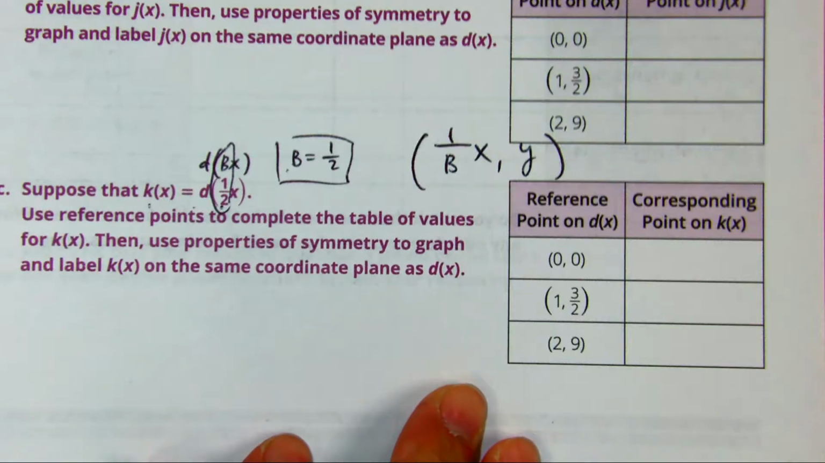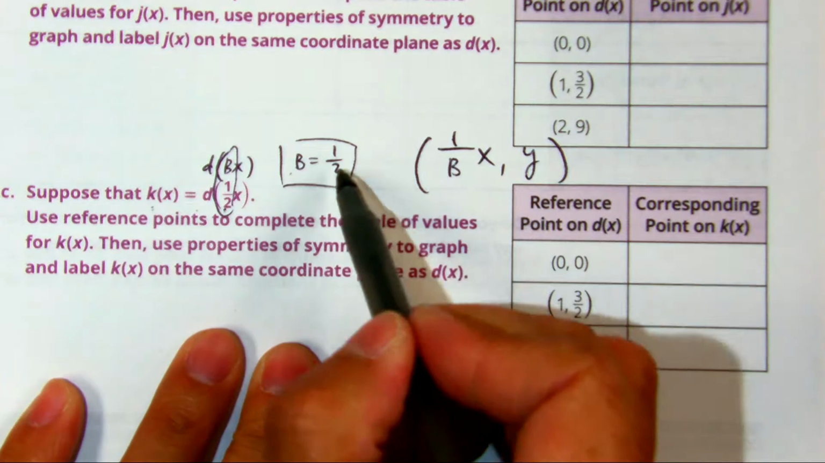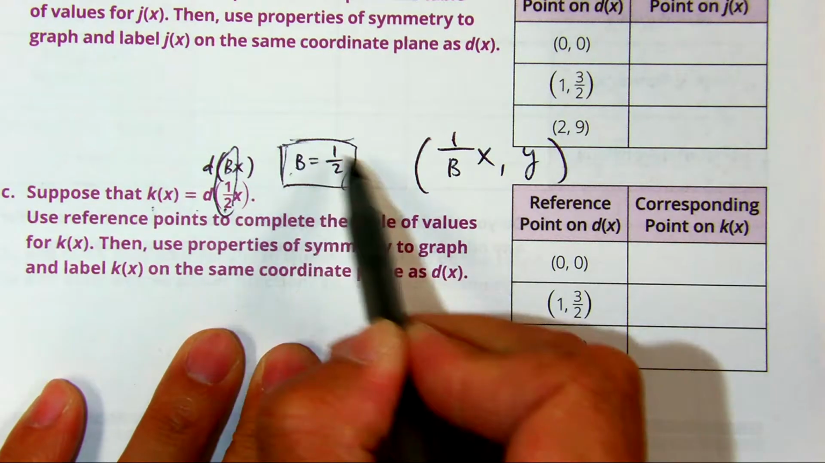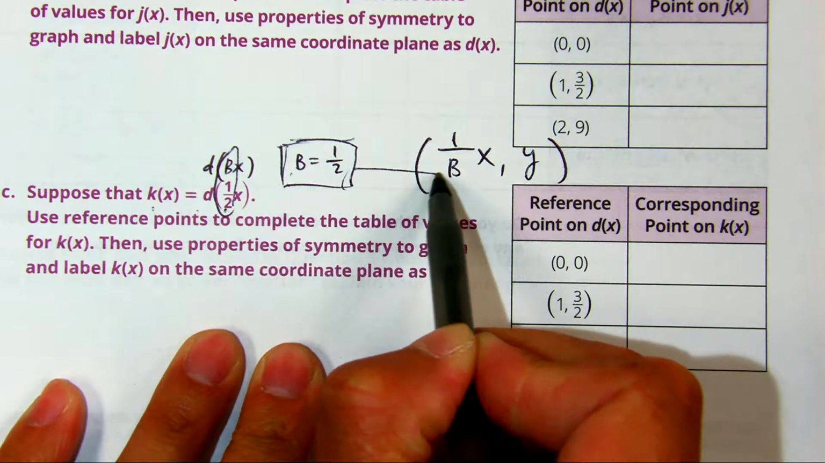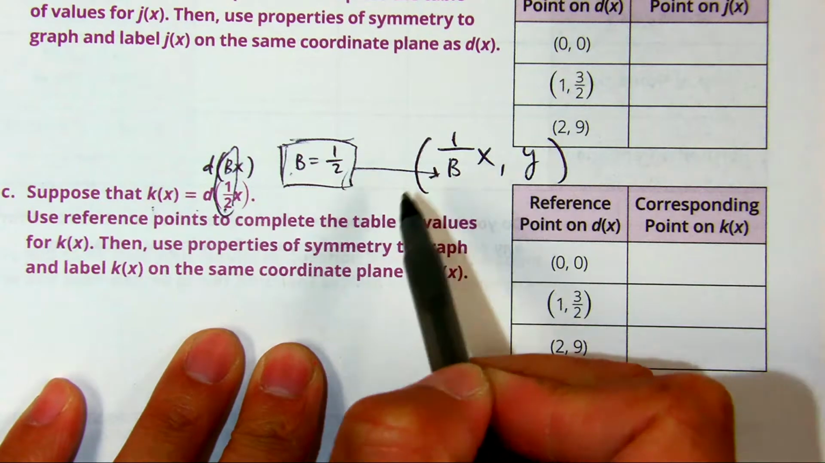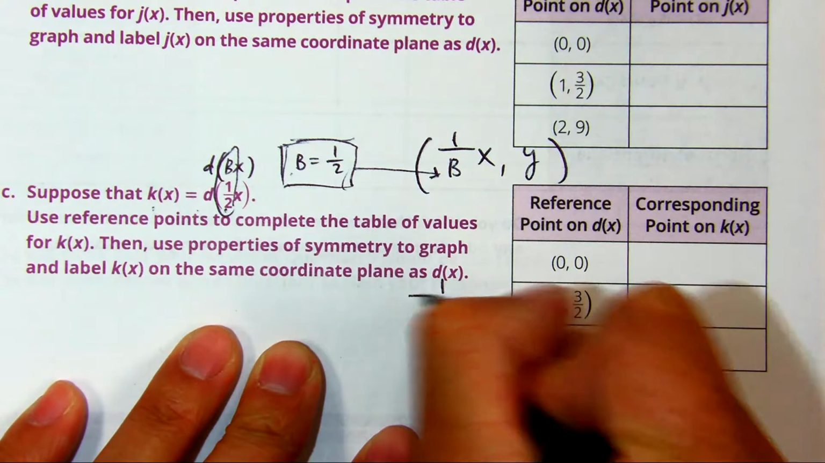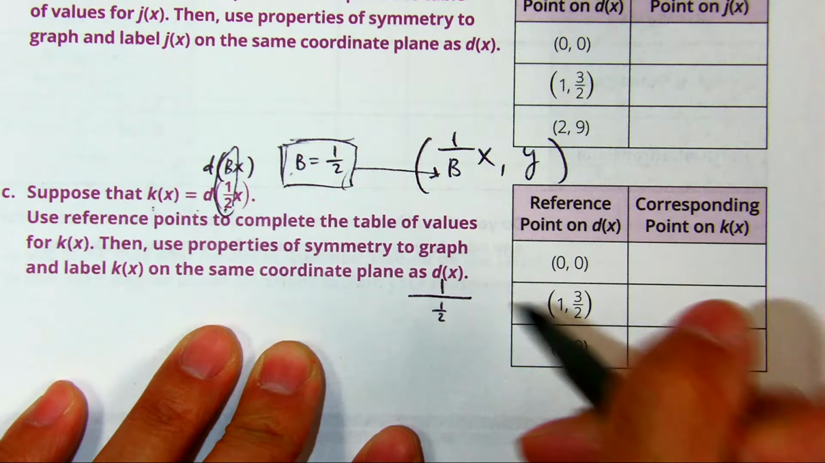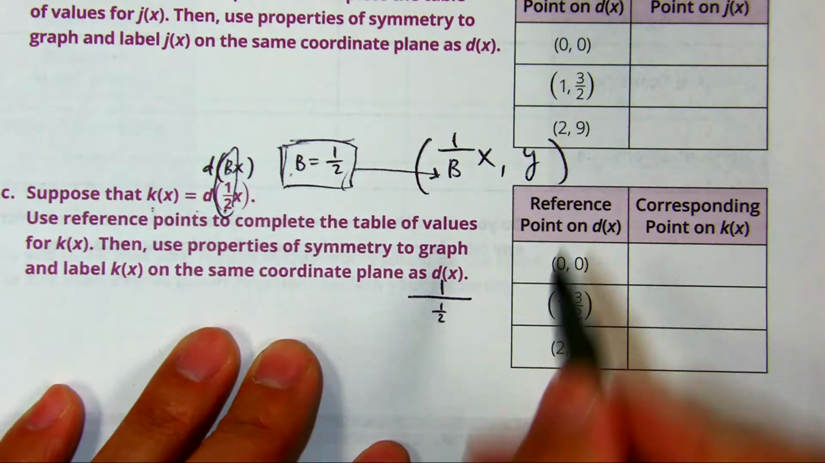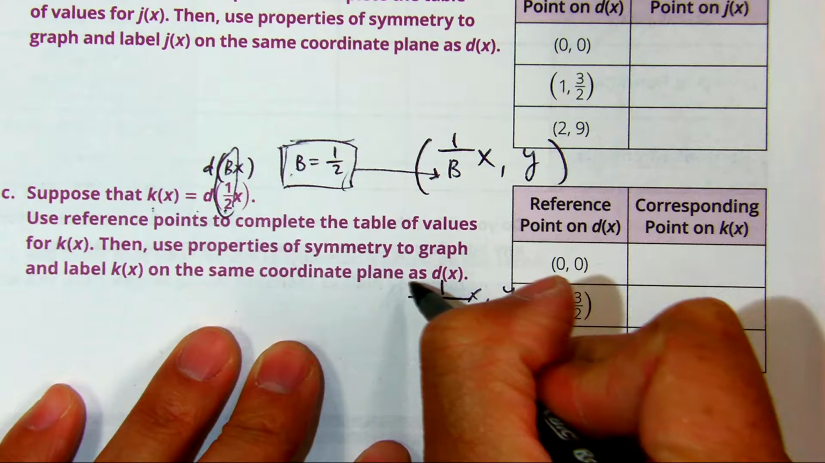Now here's the hard part for this problem. I have to take b equals 1/2 and put it here. I have to put a fraction inside of a fraction. So it's going to look like this: 1 over 1/2 x comma y. So how do I simplify this?